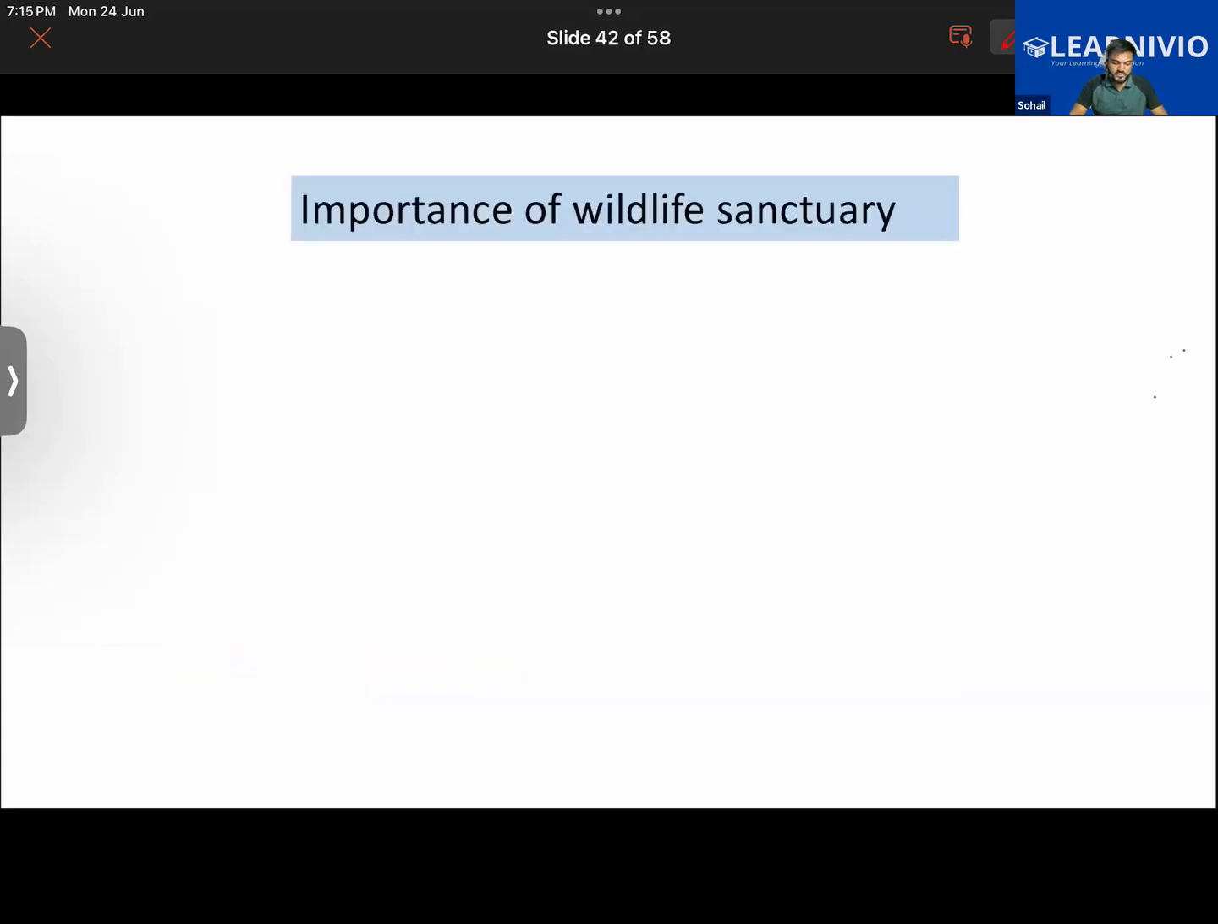All right. Now we have already learned what a wildlife sanctuary is. Now let us learn the importance of wildlife sanctuaries. See, they are important for numerous reasons. Like, they are protecting endangered species, first of all, right? Protecting endangered species of animals. Can you guys quote names of some of the endangered species of animals?